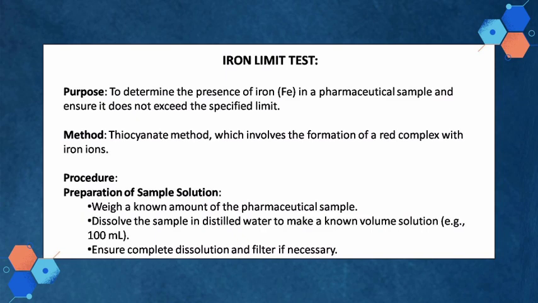Method used is the thiocyanate method, which involves the formation of a red complex with iron ions. Procedure involves preparation of sample solution. Weigh a known amount of the pharmaceutical sample. Dissolve the sample in distilled water to make a known volume of solution, example, 100 ml. Ensure complete dissolution and filter if necessary.